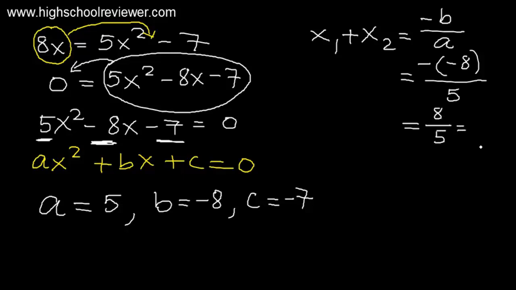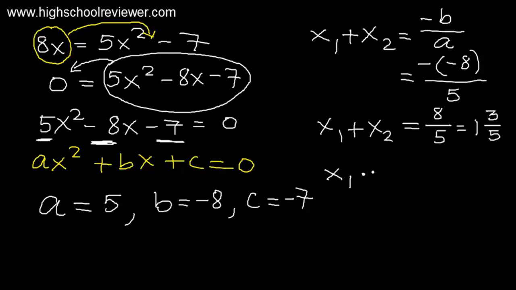Or we can change this to improper fractions. So 8 divided by 5, the whole number is 1. Copy the denominator. And for the numerator, we will have 8 minus 5, that is 3. So our x sub 1 plus x sub 2 is 1 and 3 over 5. Let us now get the product of the roots.